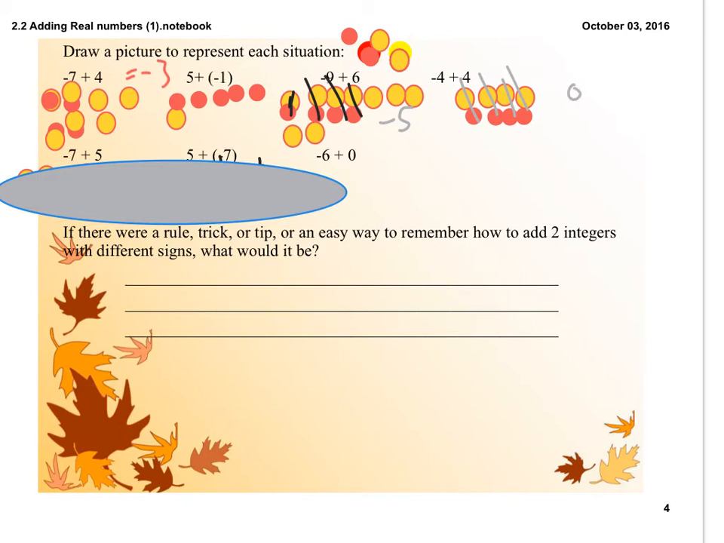Now, these last 3, I want you to try and do these again. Pause the video, draw the picture, and this time I'm going to draw the picture using pluses and minuses on one of them and chips on the other, just so you can see what it looks like. So pause, then begin.